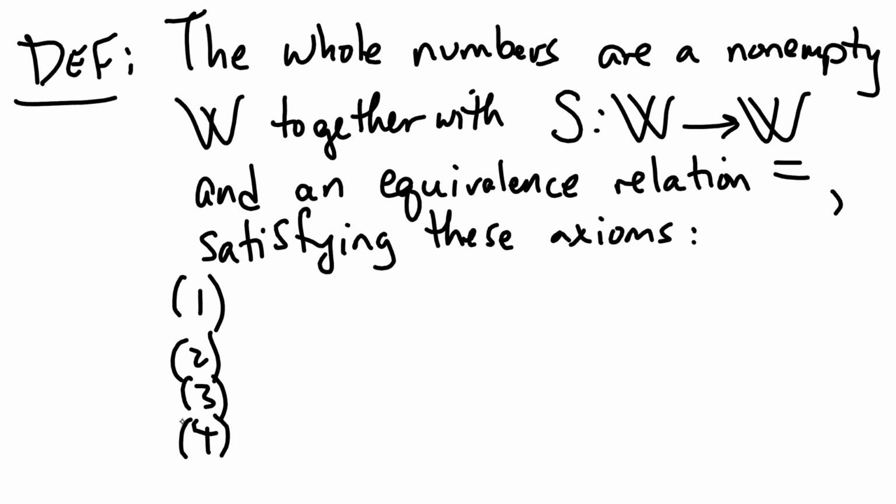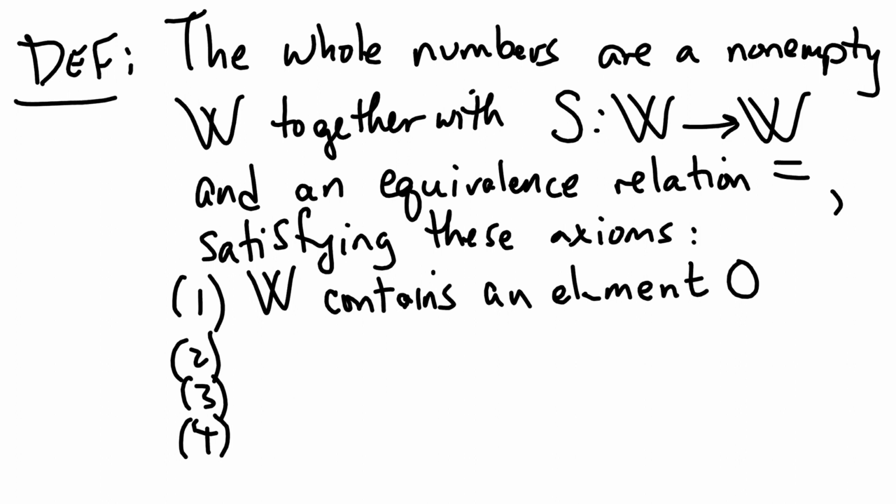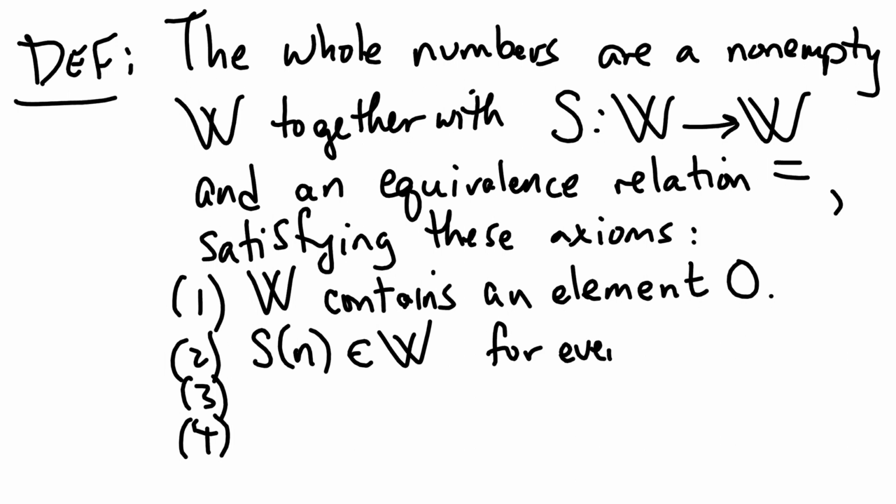There are four. The whole numbers contain an element 0. There is a whole number 0. That's where it all starts. S of n is in the whole numbers for every n in the whole numbers, and S of n is not allowed to be 0. 0 is not the output of the S function at any point.